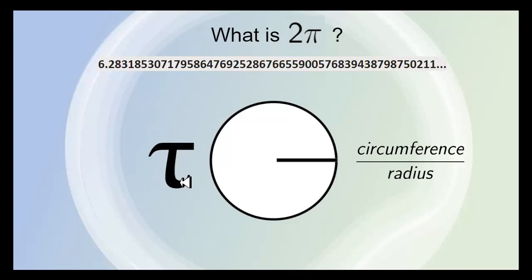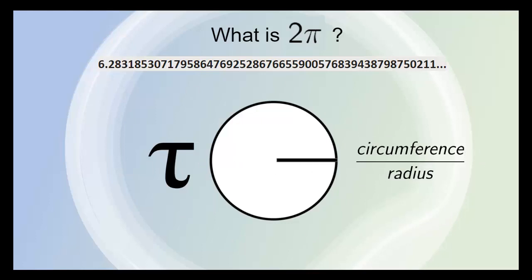Now there's a large number of people out there that would actually prefer to use what is referred to as tau, T-A-U. So tau is actually equal to 2 pi. There's a group of people out there that gave this value, 6.28, etc., the label tau, and tau is equal to the circumference of a circle divided by the radius of the circle.